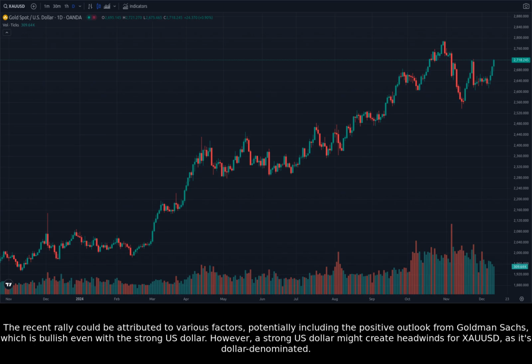The recent rally could be attributed to various factors, potentially including the positive outlook from Goldman Sachs, which is bullish even with the strong US dollar. However, a strong US dollar might create headwinds for XAUUSD, as it's dollar-denominated.